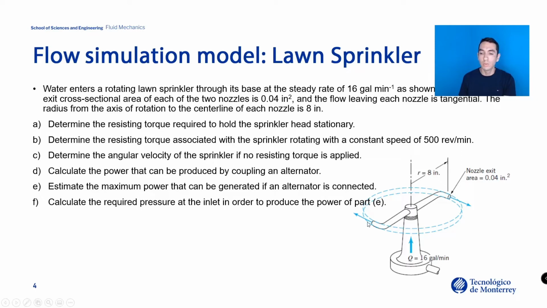We will feature two outlets here, and we can use the flow simulation add-in to determine some properties or parameters. We know that the nozzle exit area is 0.04 square inches, so we need to determine firstly the radius of this circle. We also know that the total length of the nozzles is 8 inches, and we are also going to use as a first approach the value of the revolutions of this head. We will take this value of 500 revolutions per minute to generate some results in this case.